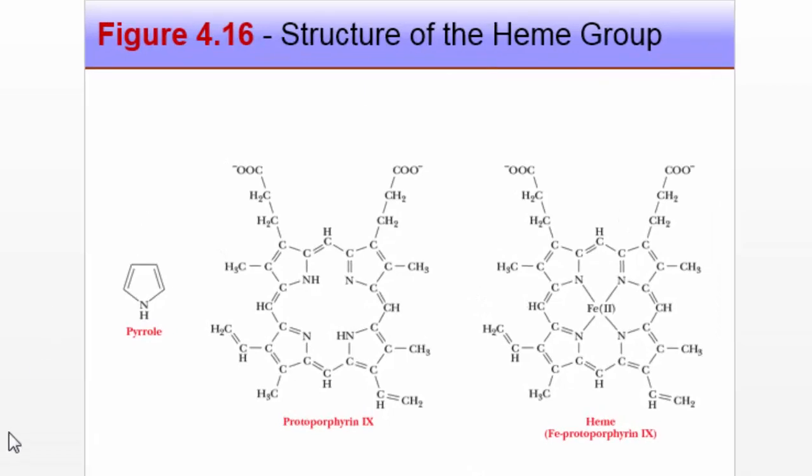This is the pyrrole ring, so you bring 4 of them connected by methane bridges here to form a square planar structure. Now the iron 2 ion has 6 coordination sites here after we add it. So after we add iron 2, it becomes heme.